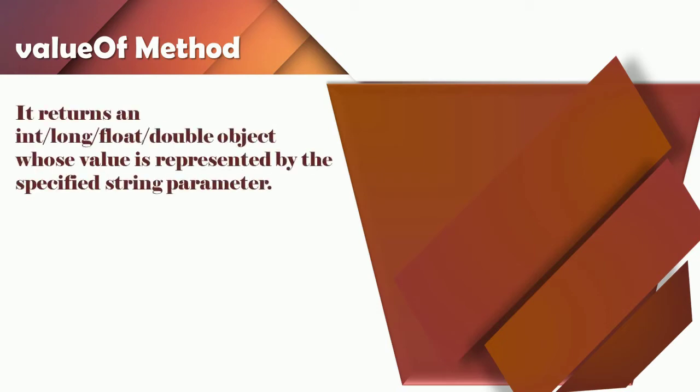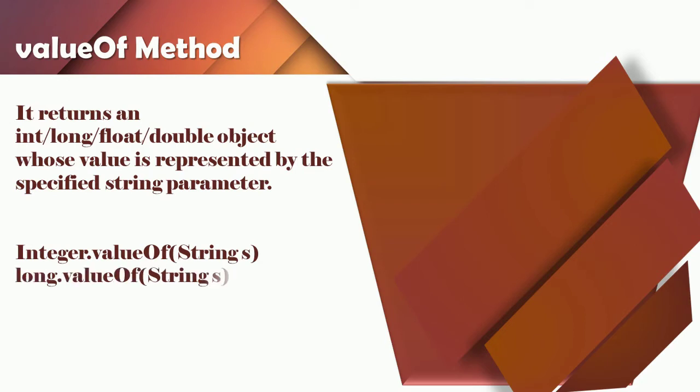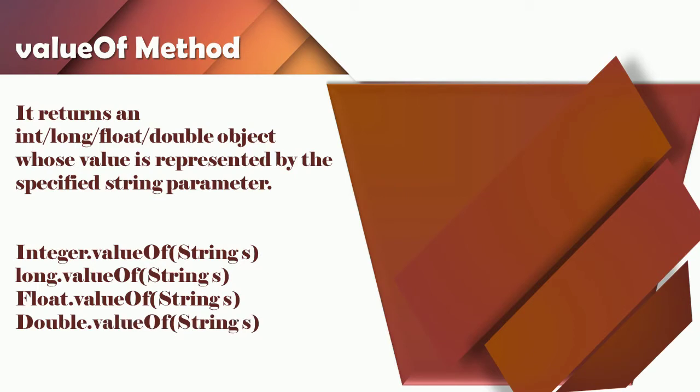So next we'll see the valueOf method. It returns an int, long, float, or double object whose value is represented by the specified string parameter. So here it is the same thing as we have used in the parse method, but the only difference is Integer.valueOf of a string parameter, and it is the same for long, float and double. So the four wrapper classes we are using here, with the valueOf method.